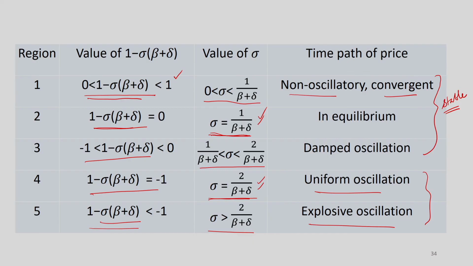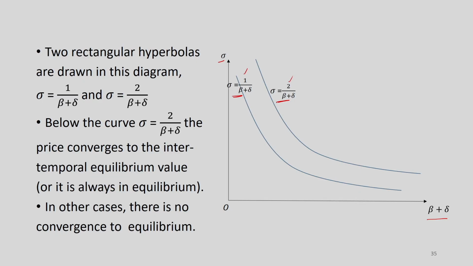Now, which are these regions that we are talking about? These regions are actually these cases above the higher rectangular hyperbola or even on the rectangular hyperbola. These are the cases where there is no stability. So, that is what I have written here.